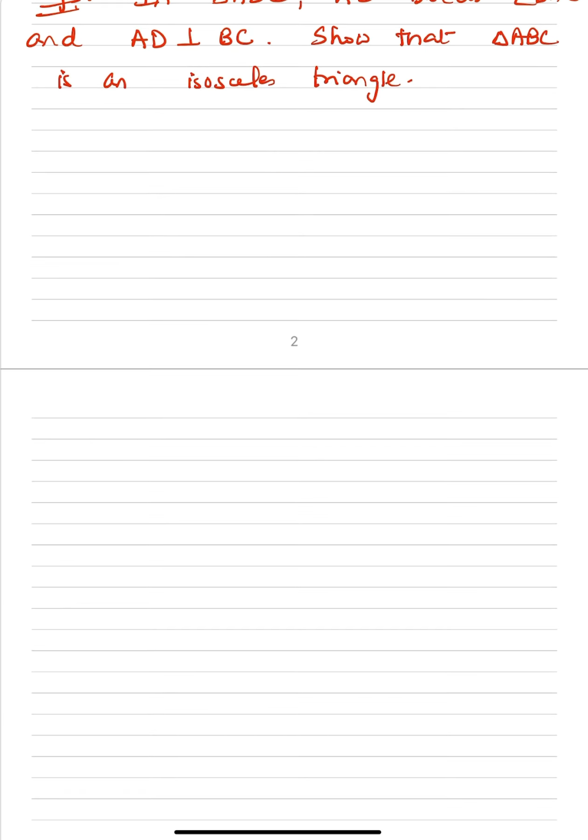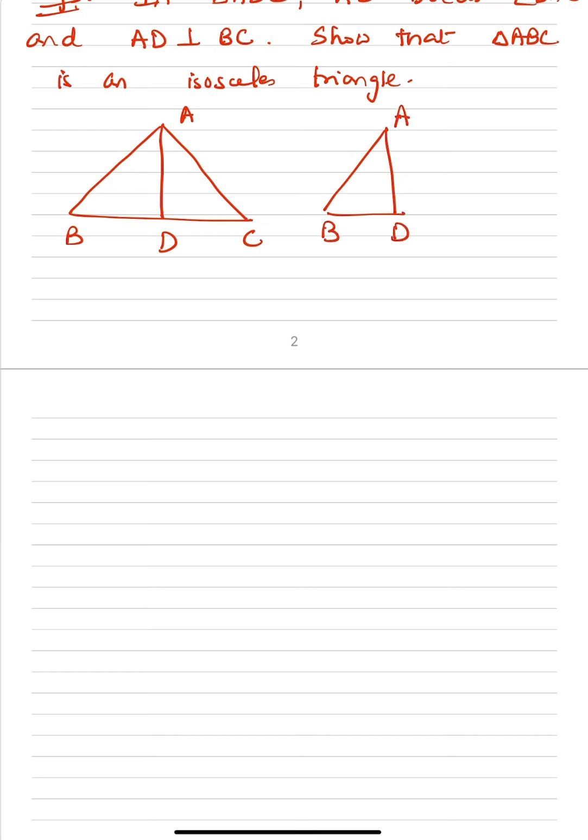Now let us draw one triangle ABC first. Now let me draw AD, which is perpendicular to BC, which is already given to us. So by looking at this figure, we will have two triangles now. One is this ABD. I always separate these triangles just to understand how easy it is to prove.